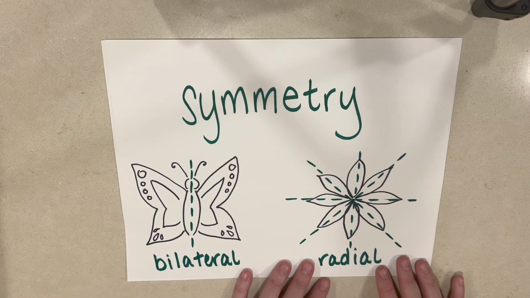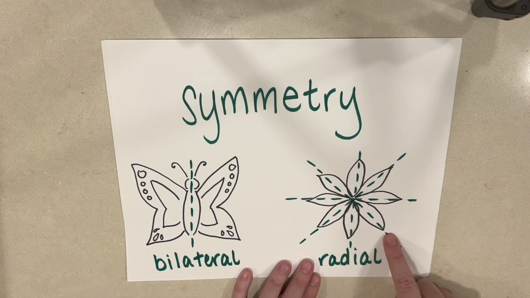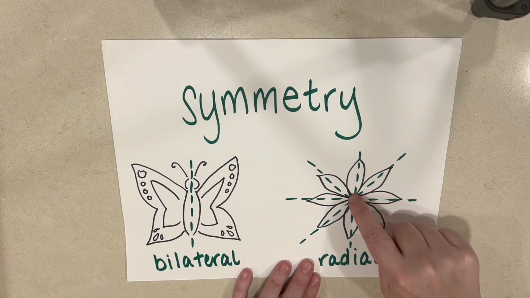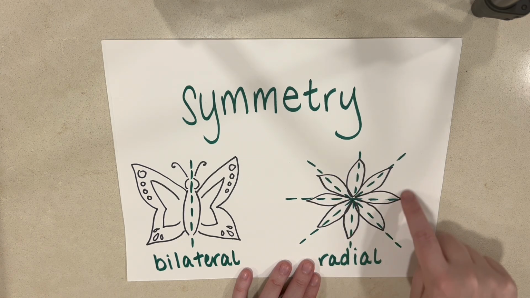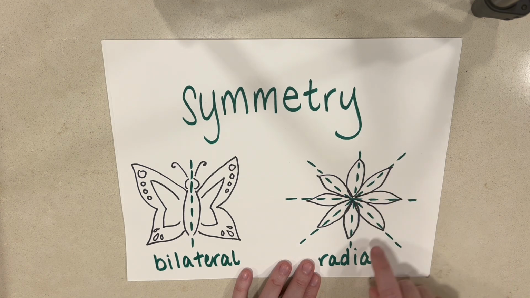Now over here we have an example of radial symmetry. If I have something that shows radial symmetry, I can split that image or object in multiple ways and get equal parts. But all of my lines need to share the same central axis. We can kind of imagine this like slices of pie. If this is a circle, each of my little slices of pie should be identical.